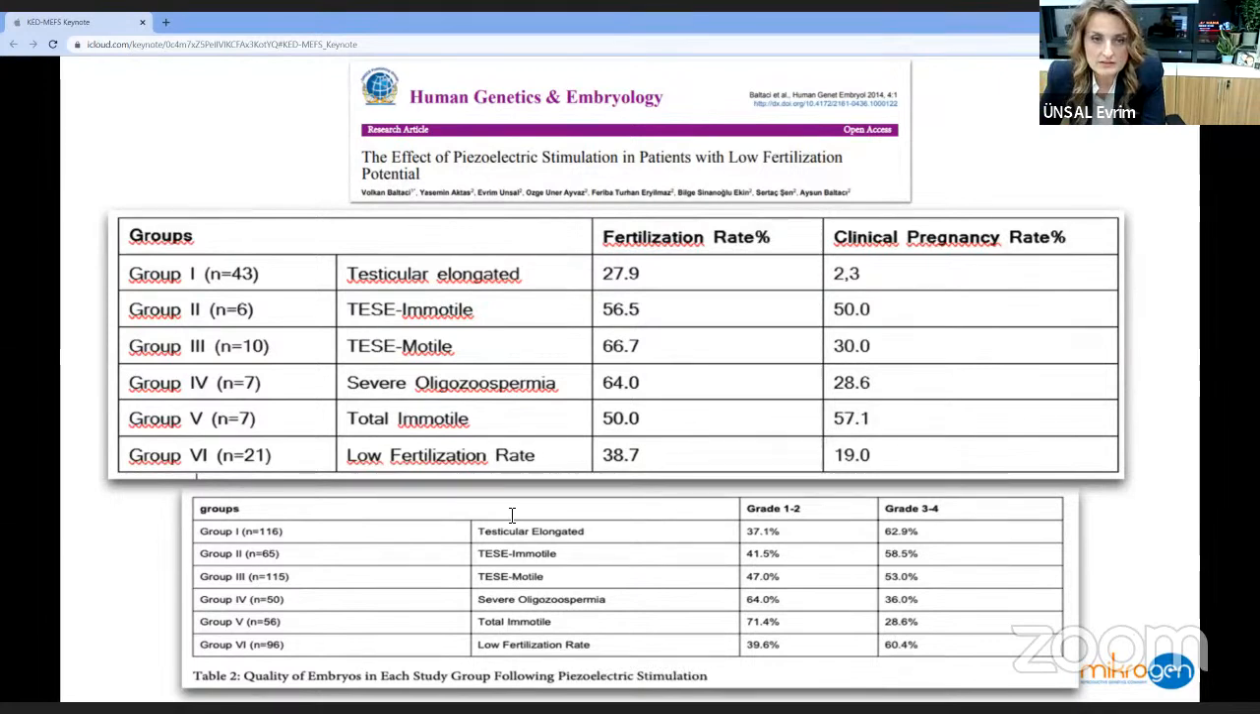In this study, 6 different patient groups were evaluated: testicular elongated, TESSA-immotile, TESSA-motile, severe oligozoospermia, totally motile, and low fertilization failure cases. In those years, ICSI was applied in many azoospermic cases where sperm could not be obtained. We were able to achieve pregnancy in only 1 out of 43 patients in our applications to demonstrate the effectiveness of electroporation in these cases.